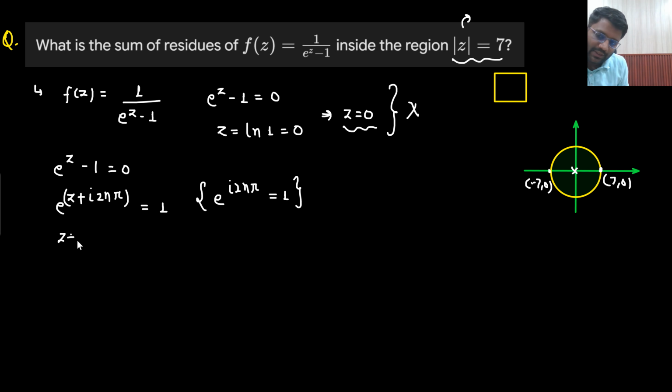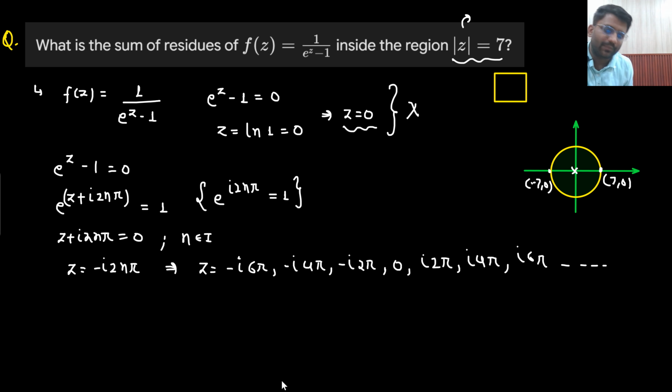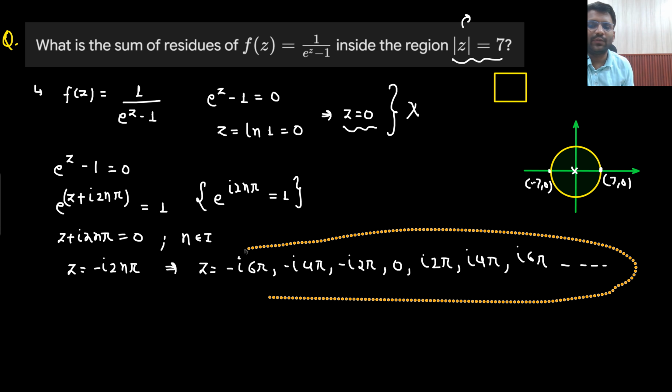So what you are getting, z plus iota 2 n pi is coming out to be 0. That means z is coming out to be minus iota 2 n pi. So from here, what is n? N is some integer value. What all values of z are you getting? So the value of z would be, if I put n equals 3, then what I will get? Minus iota 6 pi. If I put n equals 2, minus iota 4 pi. If I put n equals 1, minus iota 2 pi. If I put n equals 0, 0. If I put n equals minus 1, iota 2 pi, iota 4 pi, iota 6 pi, and so on. In that manner, I will be getting all these values.